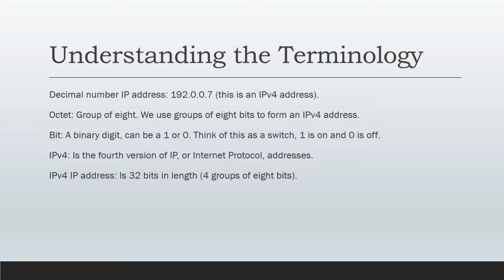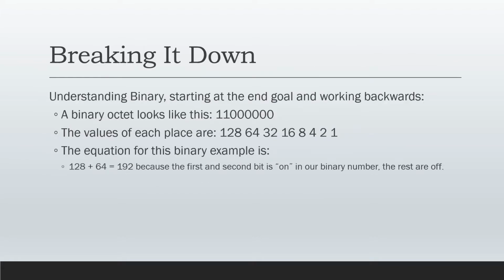For instance, our 192.0.0.7 IP address is 4 groups of 8 bits. There's 8 bits that make up the 192, the 0, the 0, and the 7. Now given the zeros would be just 8 zeros because they're all off. A 192 would be 11000000. Once again, this will all make sense as we work through this. This is a lot of information to start off with.